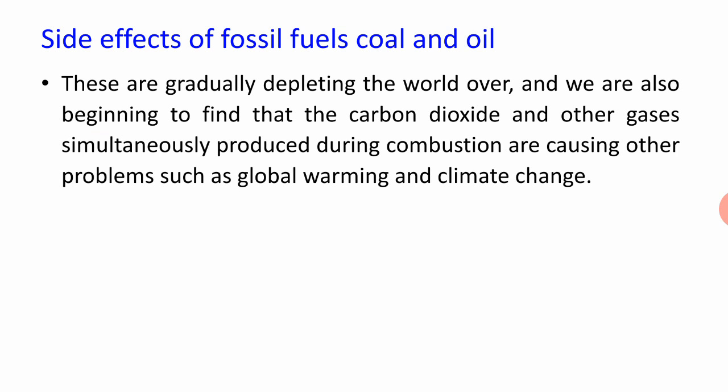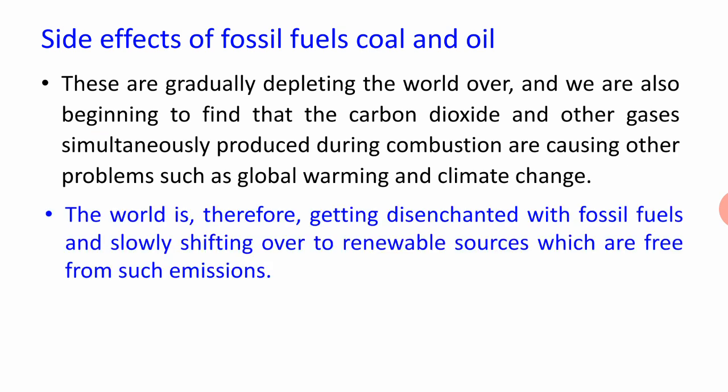So in this one, carbon dioxide and other gases are simultaneously produced during combustion, causing other problems such as global warming and climate change. These are not the primary source, but they become a part of global warming as well as climate change. So the world is therefore moving away from these fossil fuels and slowly shifting over to renewable sources which are free from such emissions.